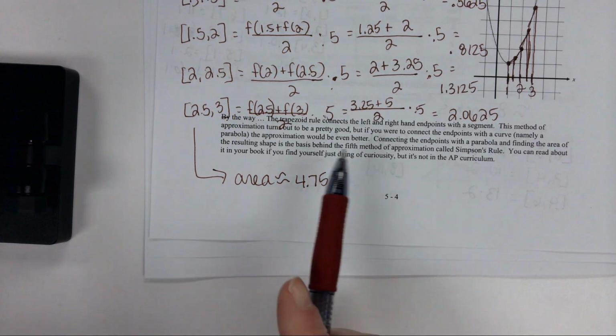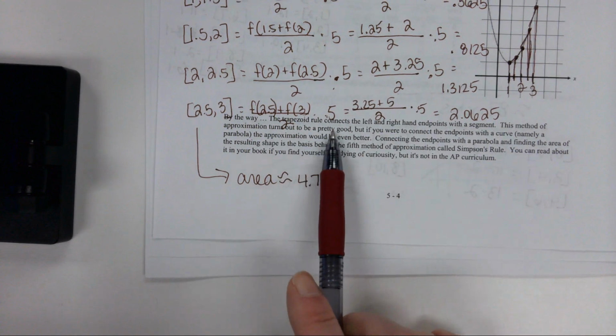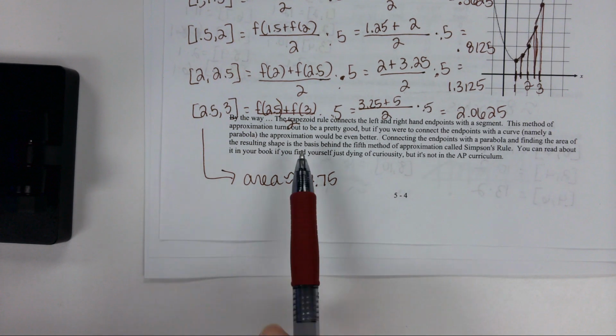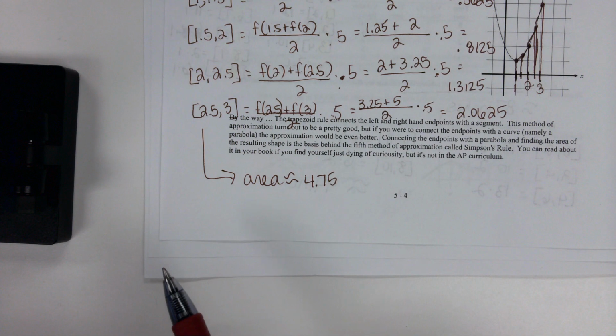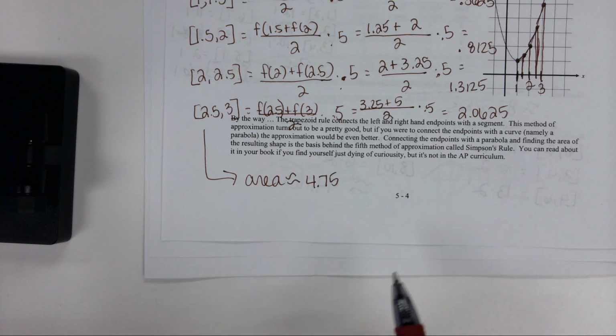By the way, the trapezoid rule connects the left and right endpoints with a segment. This method approximately turns out to be pretty good, but if you were to connect the endpoints with a curve, a parabola, that would be even better. Connecting the endpoints with a parabola and finding the area is based on the fifth method, which is called Simpson's rule. You might see it when we do some problems in your textbook. Simpson's rule is not something we cover in AP Calc, but just exposing you to knowing that if you were to take Calc in college, they might talk about it. It is another way of approximating, but we're going to only do rectangles, so left, right, midpoint, and trapezoids.